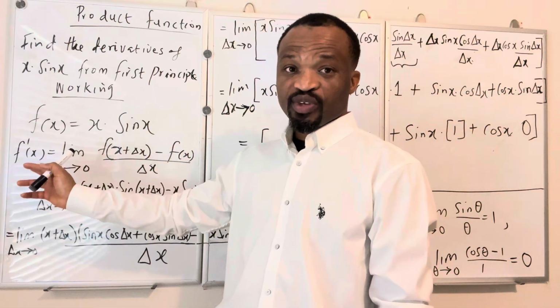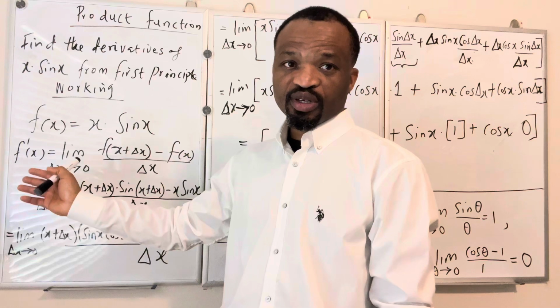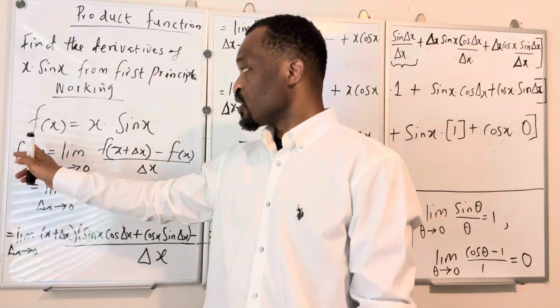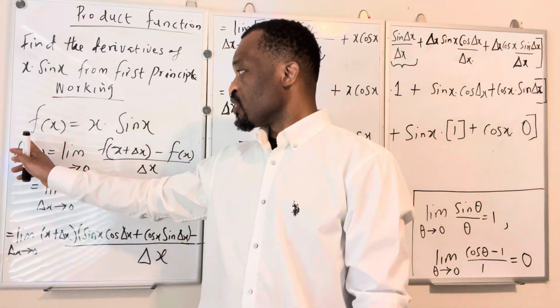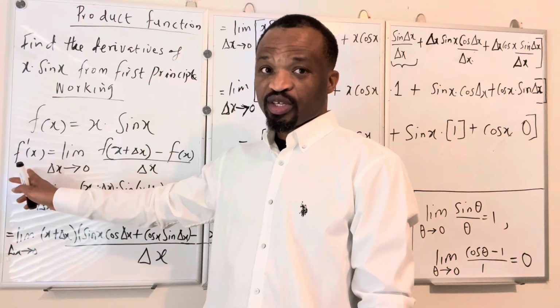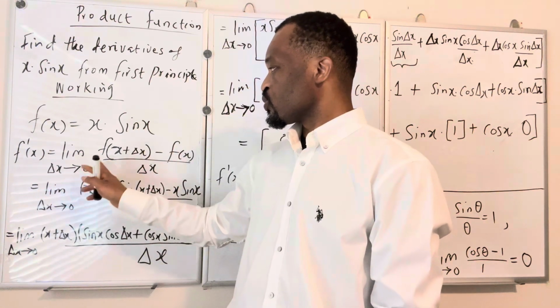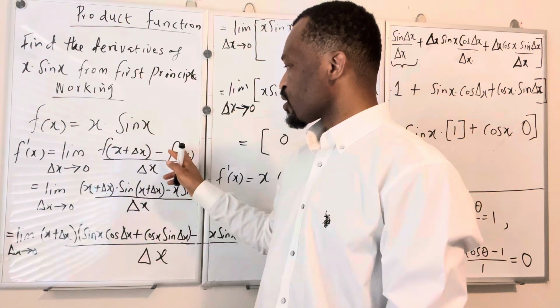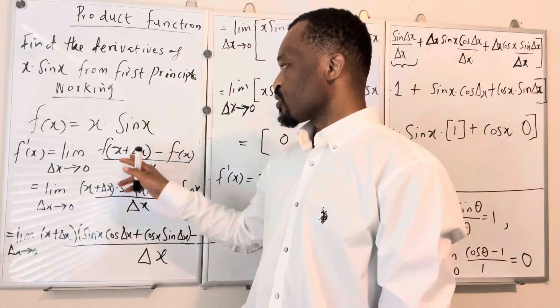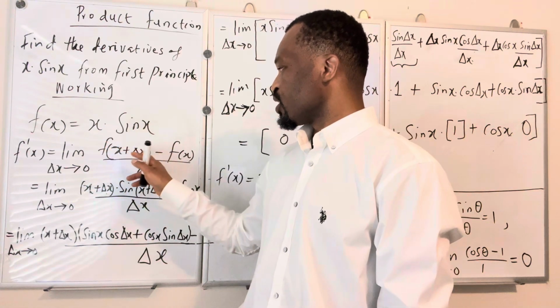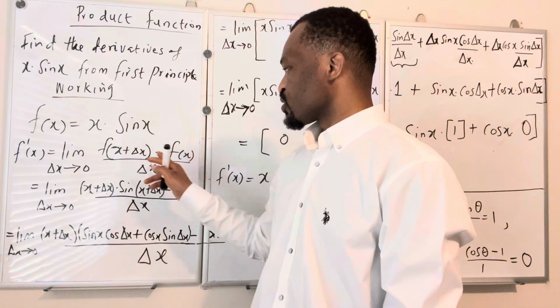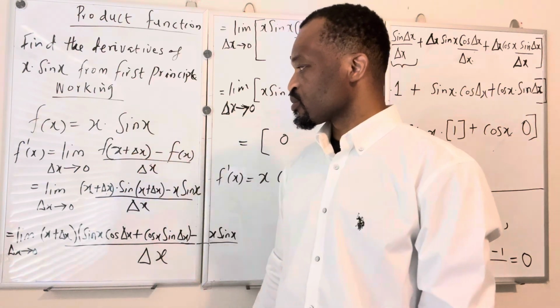Using the definition of derivatives, f prime, or change in y over change in x, is equal to the limit as change in x goes to 0 of change in y over change in x, or f of x plus change in x minus f of x over change in x.